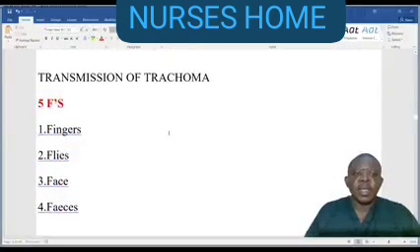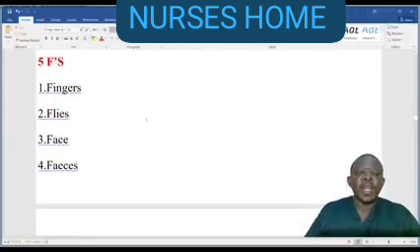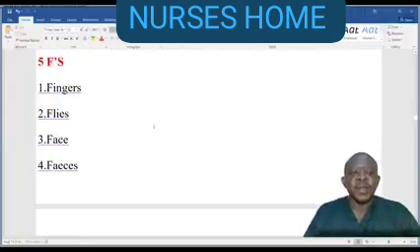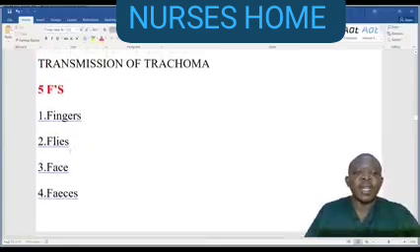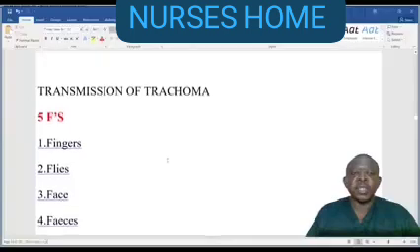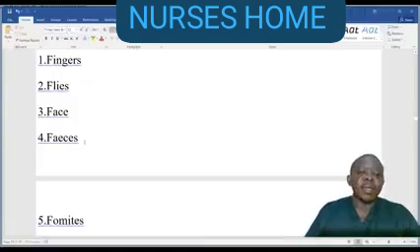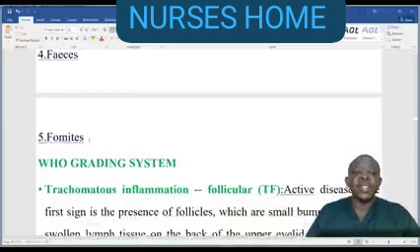So the transmission of trachoma, we can talk of 5Fs. That is, when your fingers touch surfaces that are dirty and you touch your eyes, so fingers. Flies move to an area which is contaminated, and they come to your face. Then face. If you don't wash your face, you are predisposing yourself to the transmission. Then no proper way of disposing feces also predisposes to trachoma. Then fomites, which are contaminated, also predispose to trachoma.